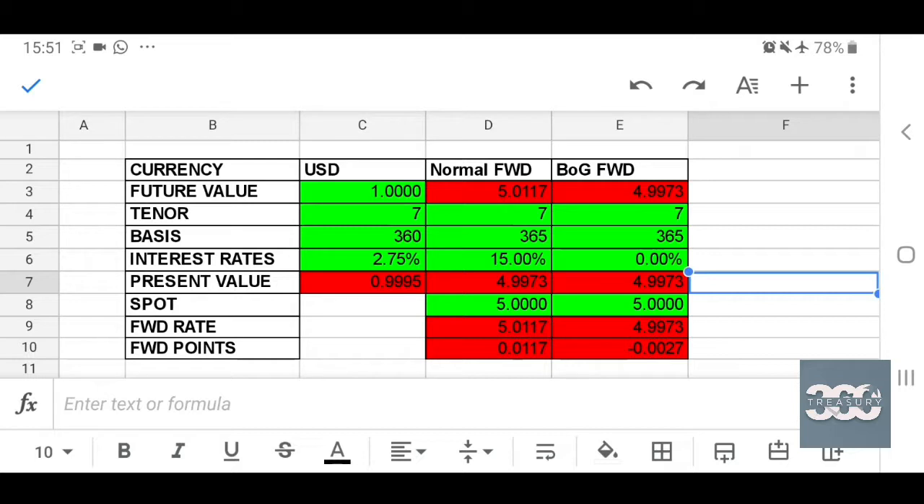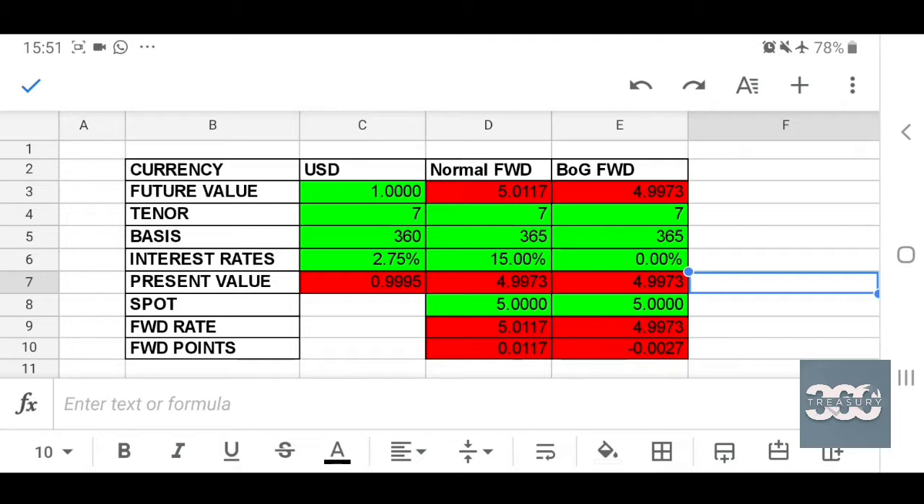Now I advise you to watch part 1 of this video and some other videos that contain computation and the concept for forwards, because I'll be running through this one quickly, and so you need a background as to how forwards work before you can fully grasp this Excel sheet.